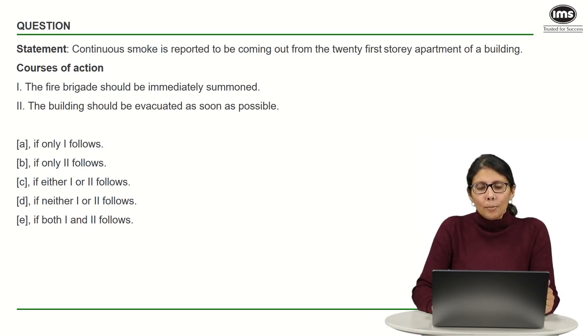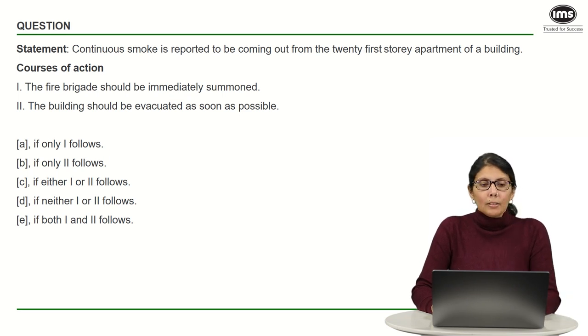Continuous smoke is reported to be coming out from the 21st story apartment of a building. What should we do? Think about it and select an answer. To a lot of us, it's a fairly simple situation to react to. The fire brigade should be immediately summoned. Yes, of course we should do this because the building might be on fire.